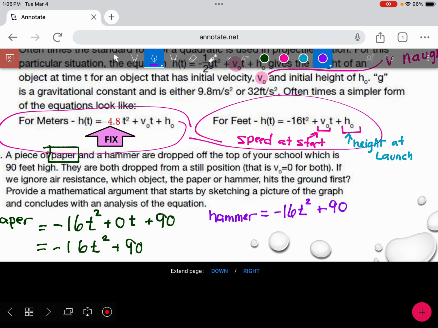I'm holding them so that the bottoms are kind of lined up. You think the hammer's going to hit first? Get where you can see. You want to watch? Ready? 3, 2, 1. Exact same time. Exact same time.